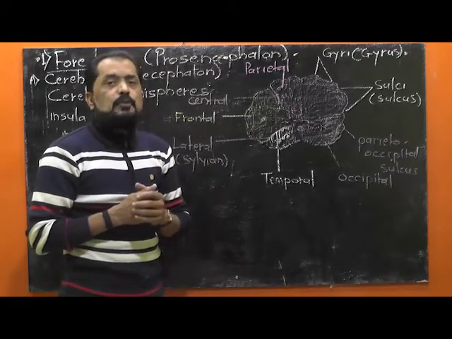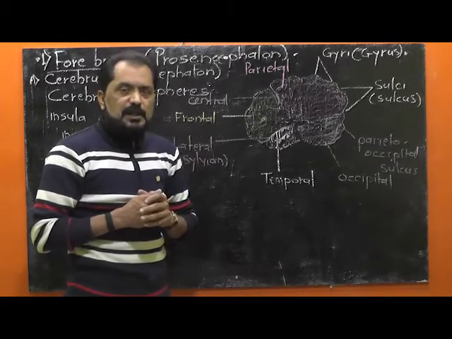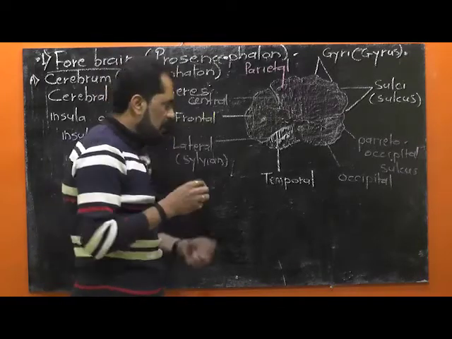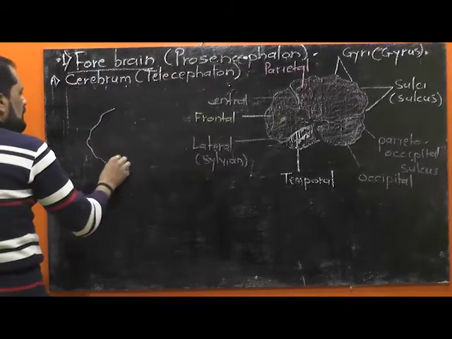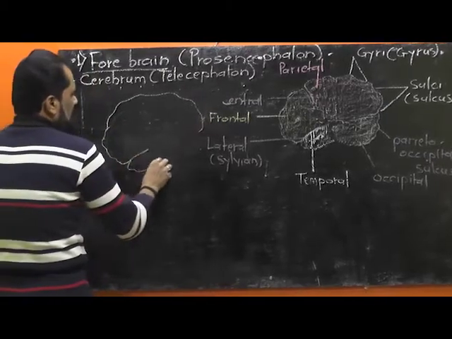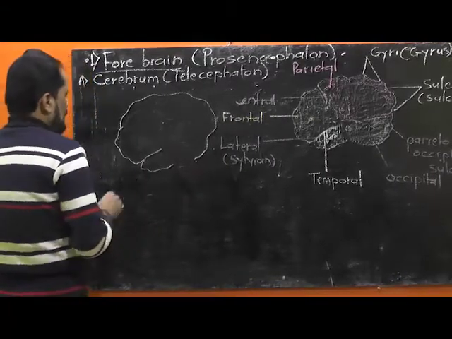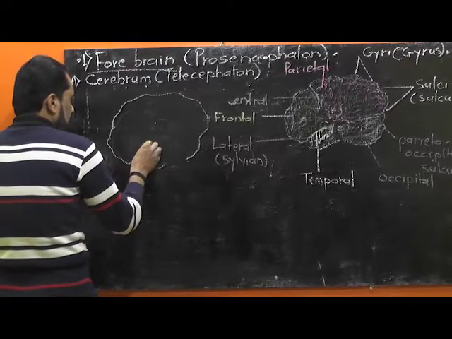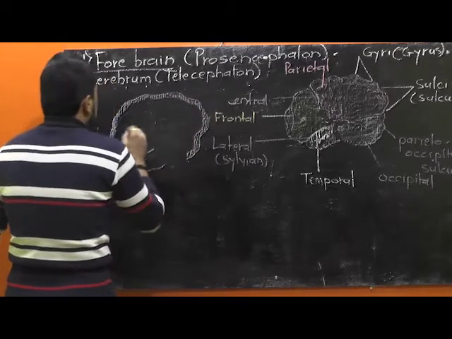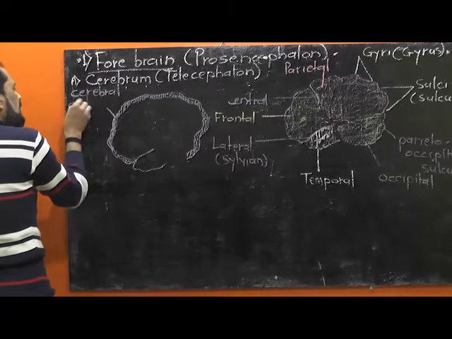Now we have to understand some other important features. Listen. The surface area of the cerebral hemispheres is known as the cerebral cortex. Here I am going to draw another diagram. Once again, just consider here is a single cerebral hemisphere, lateral view. I said that the peripheral or surface part of the cerebral hemispheres is known as the cerebral cortex. It is made up of gray matter.